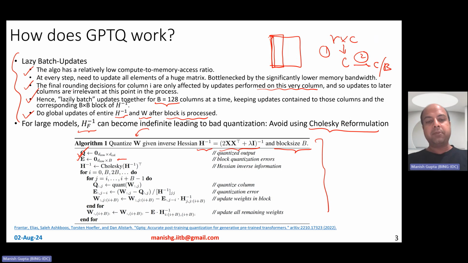Your Hessian inverse was already computed. You apply Cholesky reformulation, and you get the Cholesky reformulated Hessian matrix, right? Then within every batch, you quantize a column of the weights. Of course, you keep track of the error so that you can update the weights in this block. After the entire block has been processed, you update the remaining weights and also the Hessian. So the update of the remaining weights and the Hessian happens only C divided by B times, which makes GPTQ very fast, right?